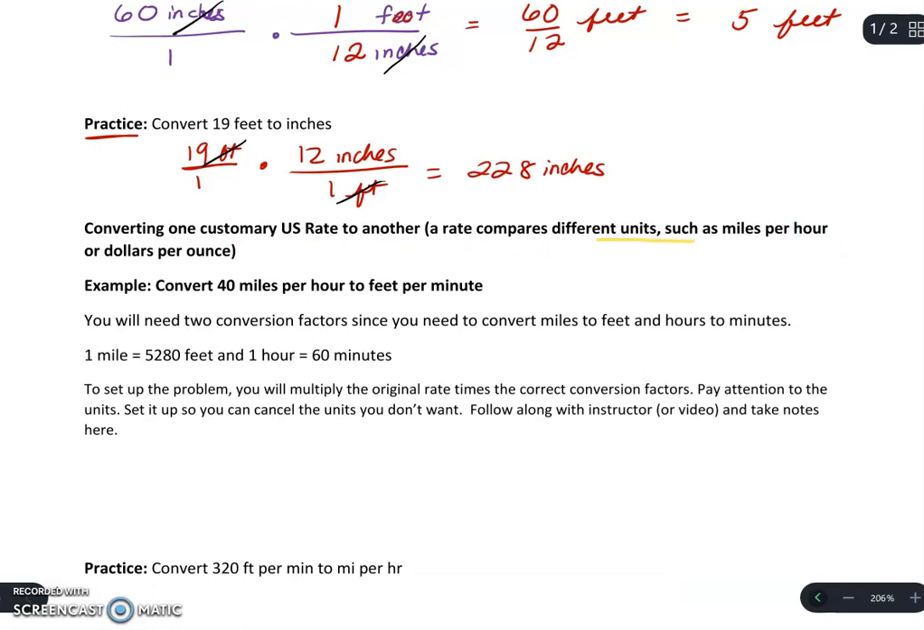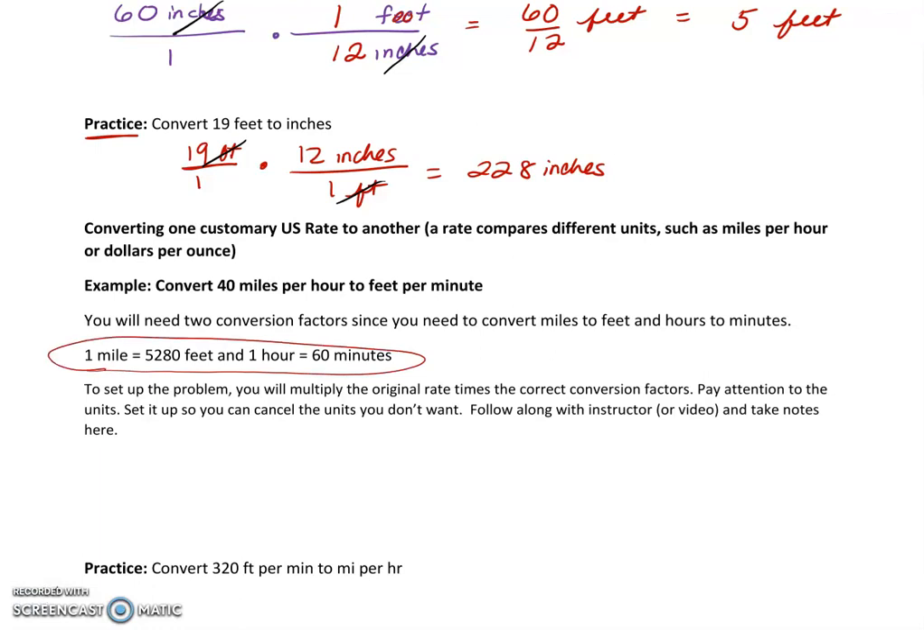Now moving on, converting one customary US rate to another, we are going to look at when we have different units such as miles per hour or dollars per ounce. So our first problem is convert 40 miles per hour to feet per minute. So we need these two conversions here. A mile equals 5,280 feet and 1 hour equals 60 minutes.